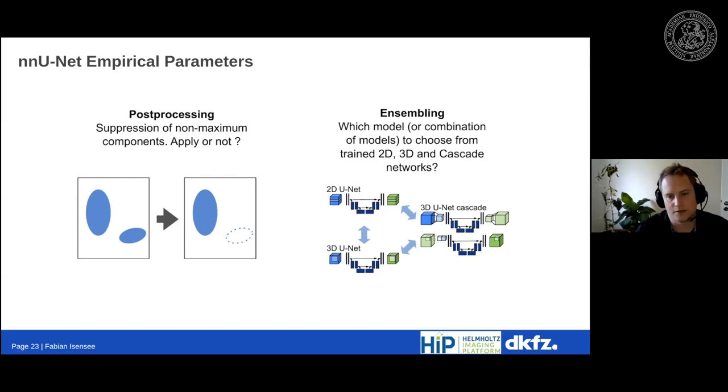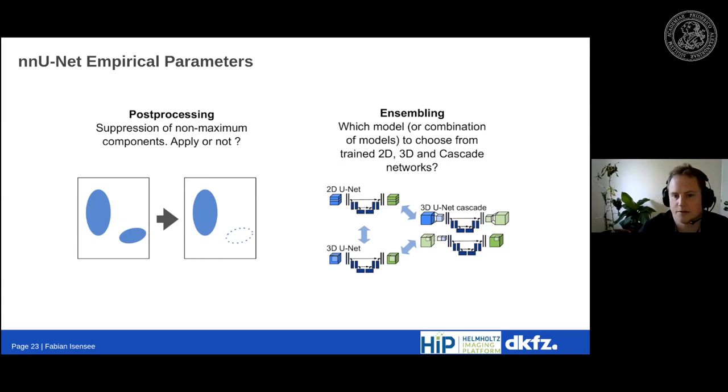The second thing, and this is something we should definitely improve upon in the future, is that nnU-Net actually doesn't configure a single U-Net pipeline, but it configures three different U-Net pipelines. That's a 2D U-Net simply operating on 2D slices, a 3D U-Net that operates on full image resolution, and then a cascade of two 3D U-Nets, where the first one operates on low resolution and the second one then refines the segmentations on the full resolution.